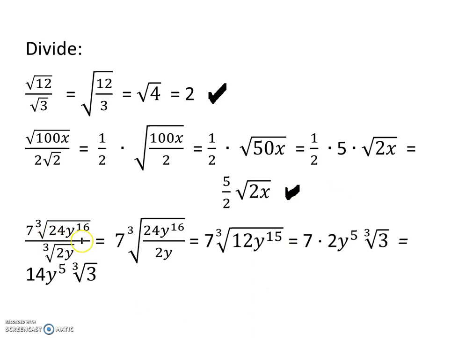7 times the cube root of 24y to the 16th divided by the cube root of 2y. We can write as 7, and then we have 24y to the 16th divided by 2y, which reduces to 12y to the 15th. Which 12 can be broken down as 4 times 3, and the square root of 4 is 2, so we can bring that 2 out. And we can also bring y to the 5th out. So when we do that, we're left with 7 times 2, which is 14, y to the 5th, the cube root of 3.